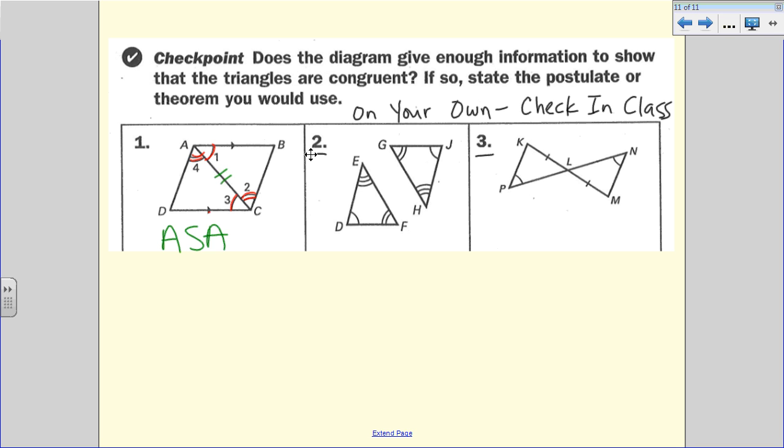You guys need to mark what information you have here. See if you have angle, side, angle, or angle, angle, side. And then mark the information and pick which of those you have, if at all. Remember, we could have not enough information.